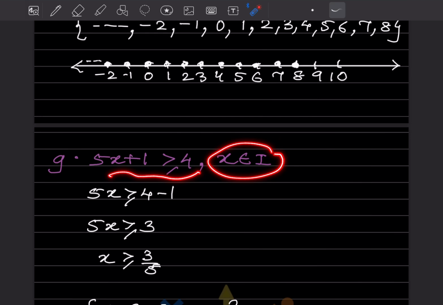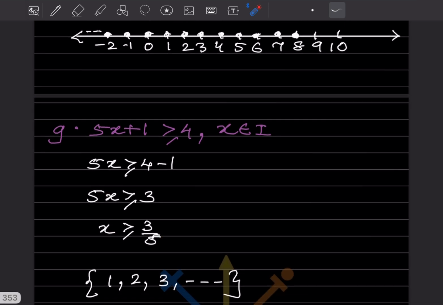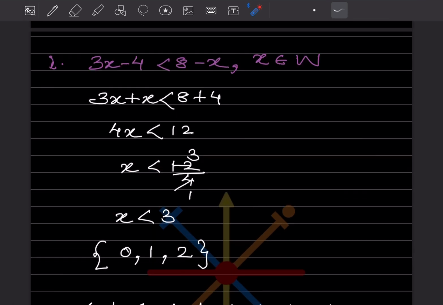Now again the integers, so here same, plus 1 becomes minus 1. This is going to be 3. This is multiplication. So x becomes 3 by 5. So 3 by 5 means it is going to be 0.6. So what we can do, it is greater than or equal to this 0.6. So we can start with this one. 0.6 means it is going to be 1. So 1, 2, 3. So we have to include 1 in it. So and so on.